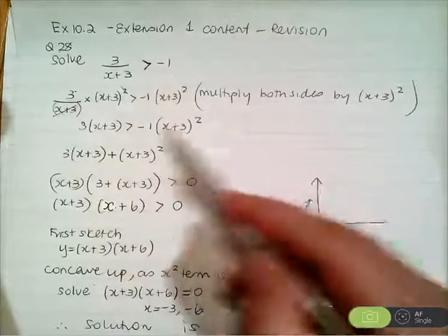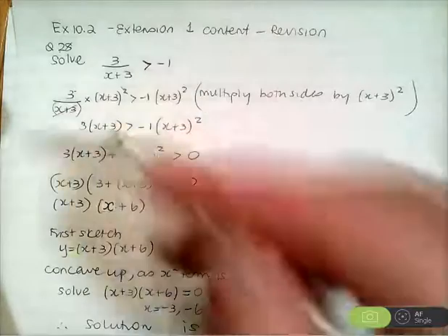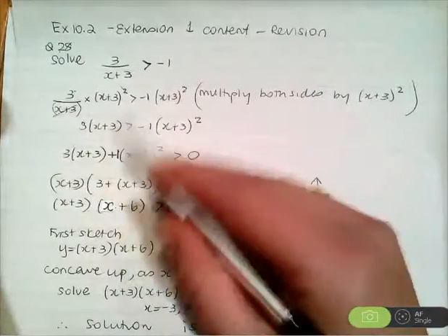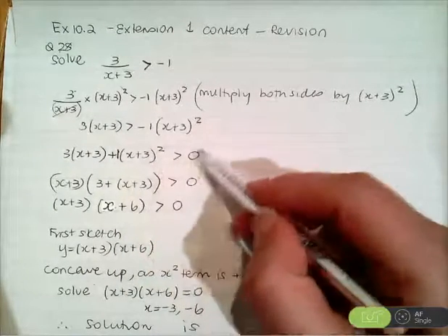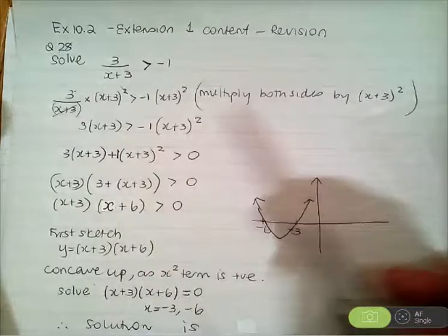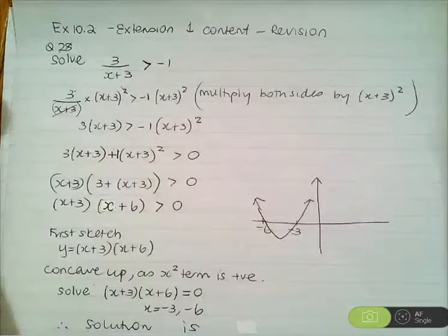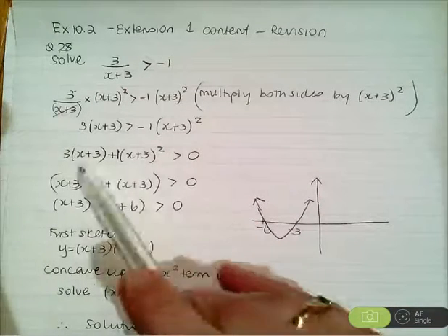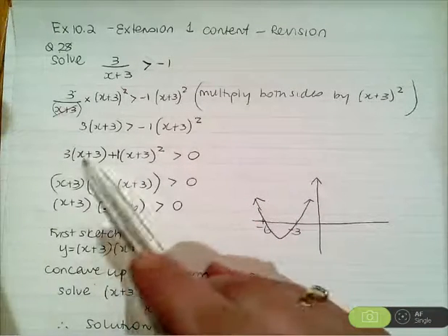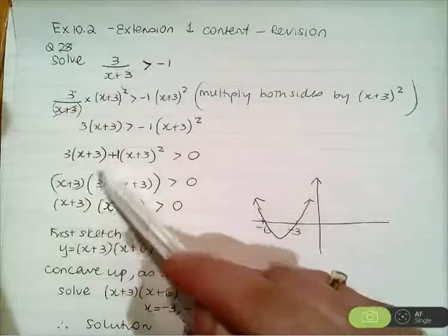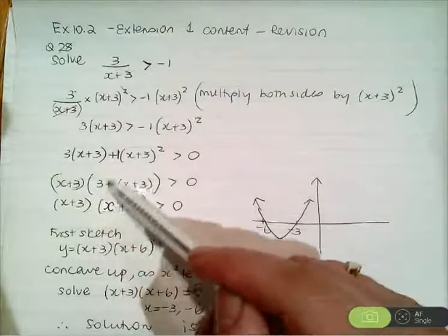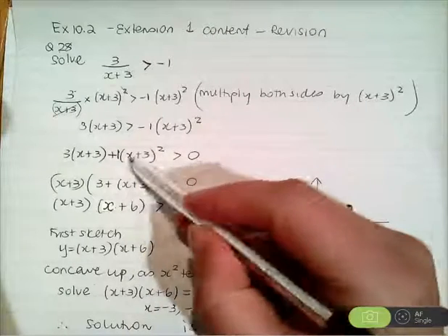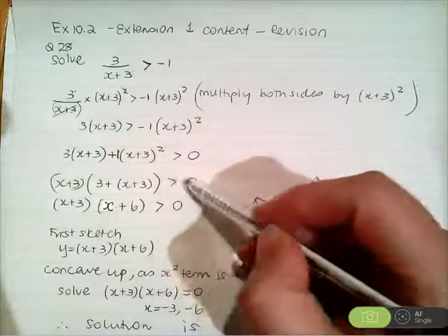I want you to just take this right hand side over to the left hand side, and we get 3 bracket x plus 3, plus 1 bracket x plus 3 squared is greater than 0, because we're taking everything over to the left. Because x plus 3 is a factor in both of these terms, we remove the x plus 3. In the first term, we've got a 3 left over, plus in the second term, we've got 1, and we've got one of the x plus 3's remaining, bracket, greater than 0.